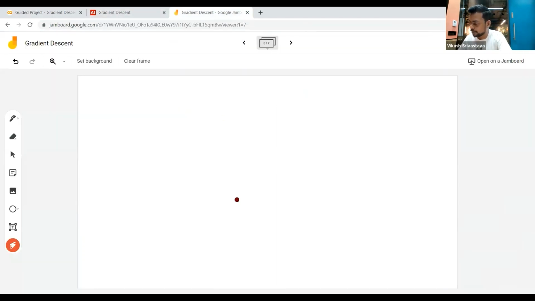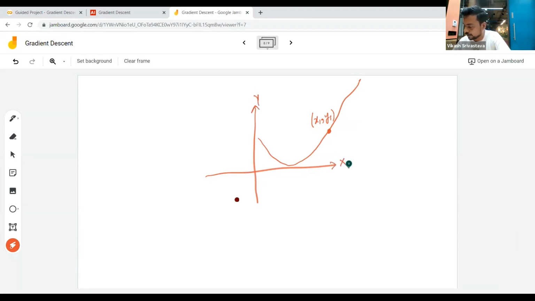Suppose you are given a function like this. Of course, my drawing is not that great here, but let's assume there is a point which we can call x1 comma y1. This is the y-axis, this is the x-axis. So what is the derivative of this function? In fact, I'll just erase this.